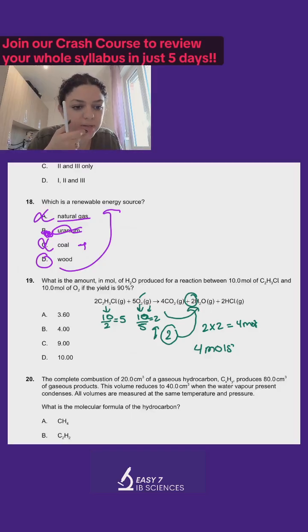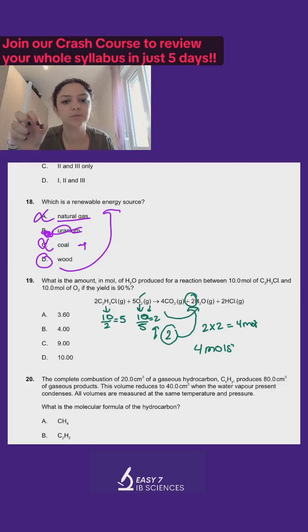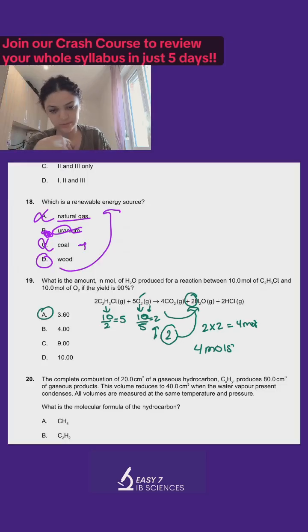Very good, exactly. So you calculate the 90% of 4. Exactly. How do you calculate the 90% of 4? You just do 4 times 0.9. So 4 times 0.9 would give me 3.6.